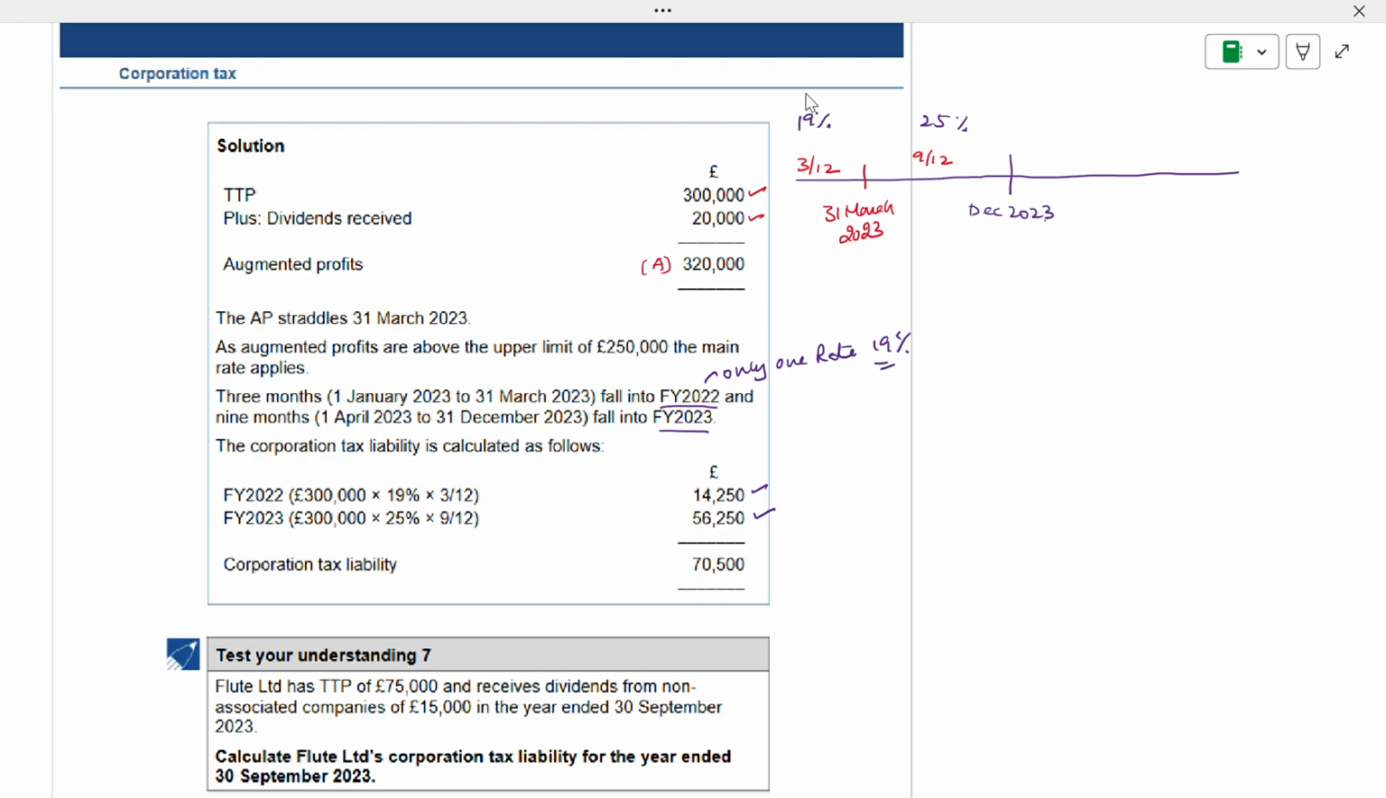And in that case also, the 300 will include both the years, right? So if you divide that by 3 by 12 and 9 by 12, 225,000 is the profit for that year, which is 23. So it is still coming between the 50,000 and 250,000. So still there is a marginal relief, right?